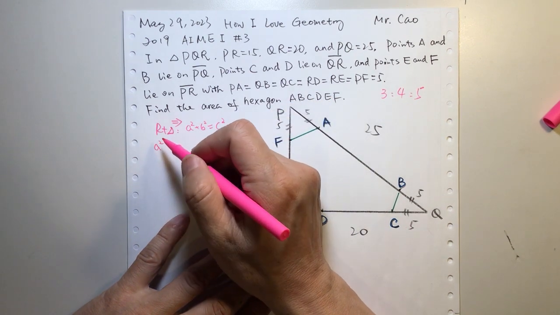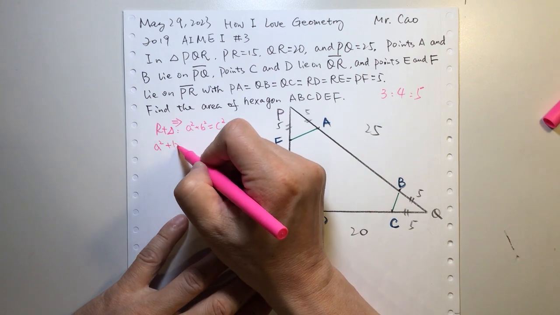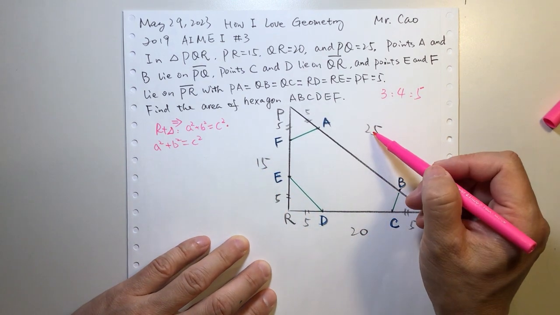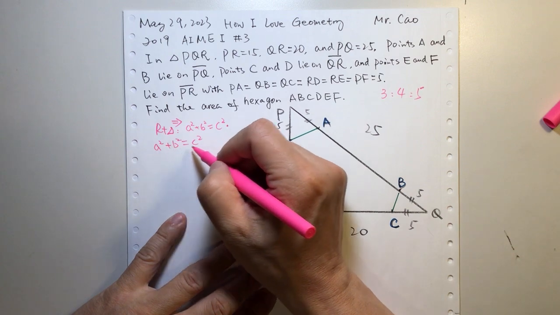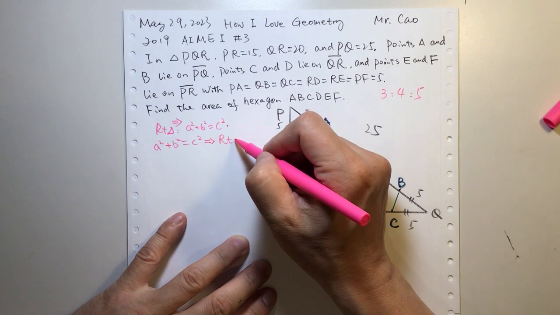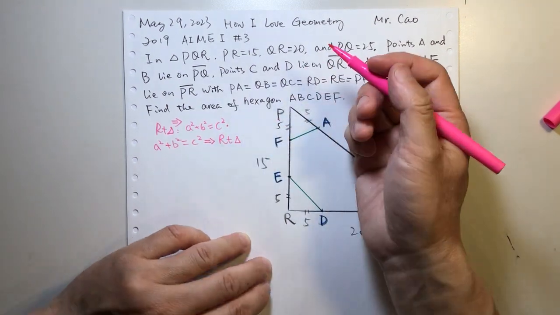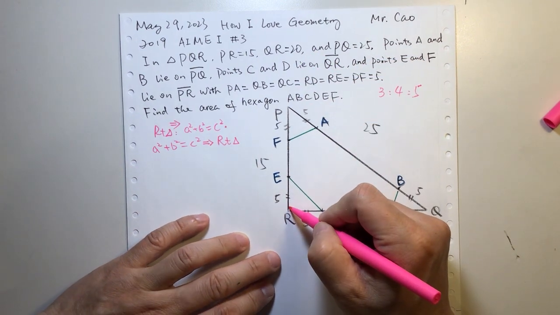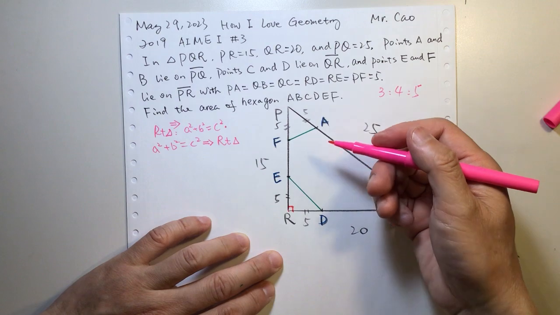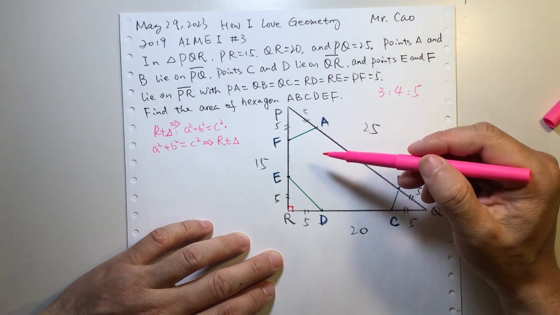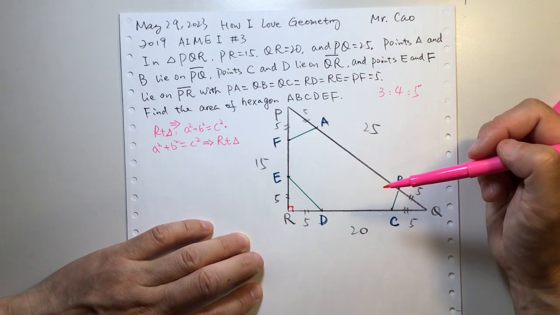Now we know a squared plus b squared equals c squared. I mean 15 squared plus 20 squared equals 25 squared. If we have this relationship, this triangle will be a right triangle. This is also the Pythagorean theorem. So we know this is a right angle, which makes it easier to calculate the area of this right triangle PQR.